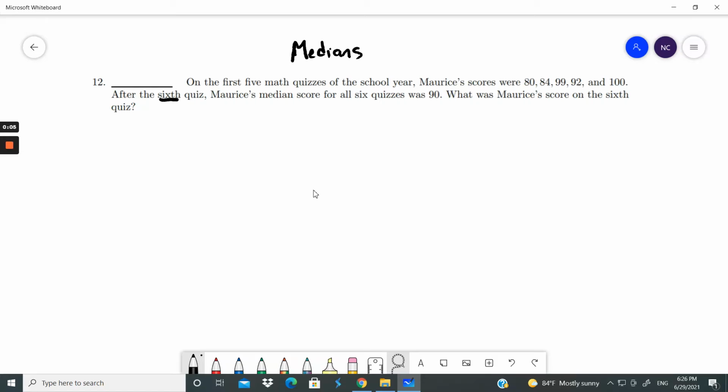Today we'll be going over a problem involving medians. This problem was taken from the MathCounts Oplet database. On the first 5 math quizzes of the school year, Maurice's scores were 80, 84, 99, 92, and 100. After the 6th quiz, Maurice's median score for all 6 quizzes was 90. What was Maurice's score on the 6th quiz?